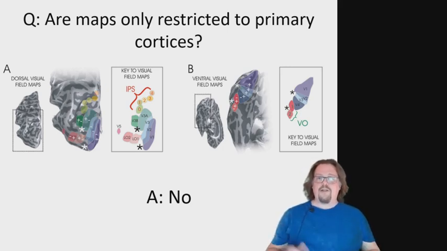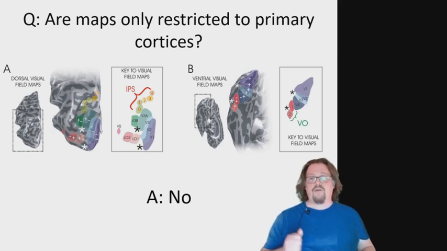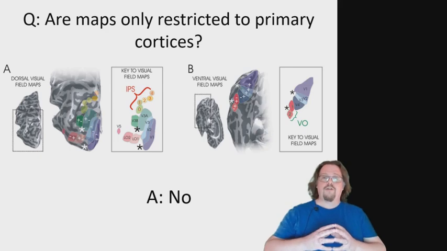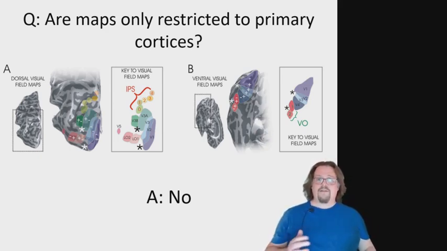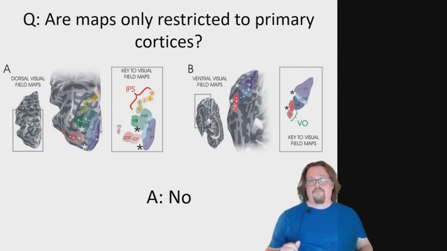So each of these regions, V1, V2, V3, V3A, V3B, LO1, LO2, V5, and these regions within the intraparietal sulcus, IPS 0, 1, 2, 3 and 4, each of those regions shows a systematic ordered response to those retinotopic mapping stimuli, representing either all or part of the visual field.